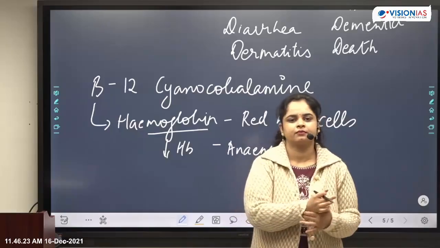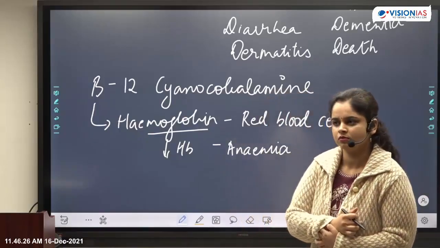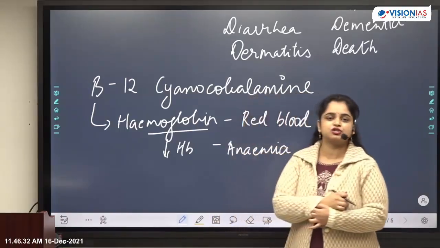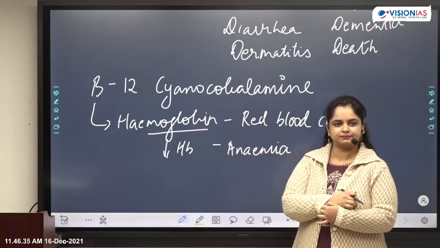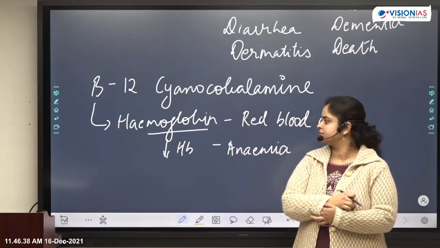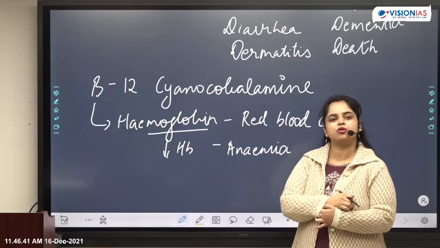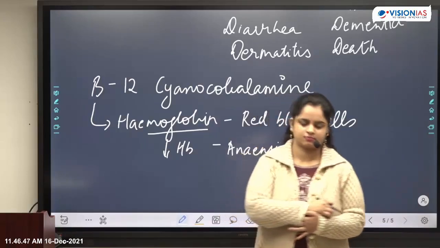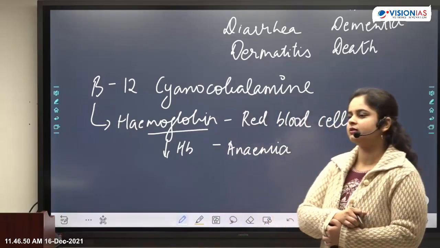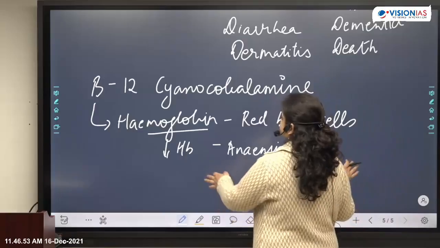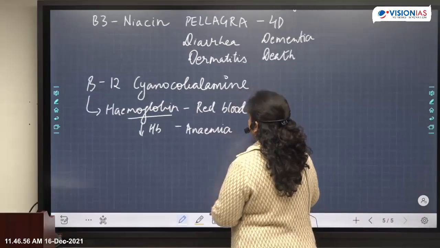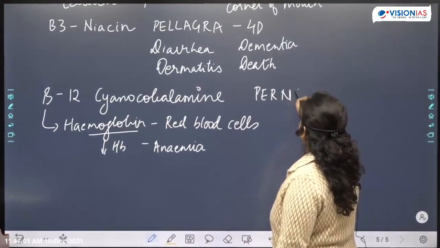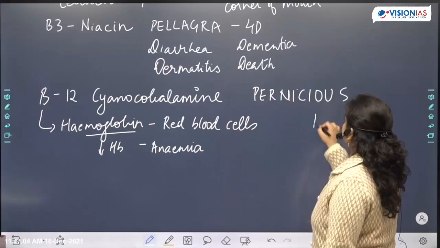So write this. B12 is needed for production of hemoglobin, found in the red blood cells. Its deficiency causes pernicious anemia.